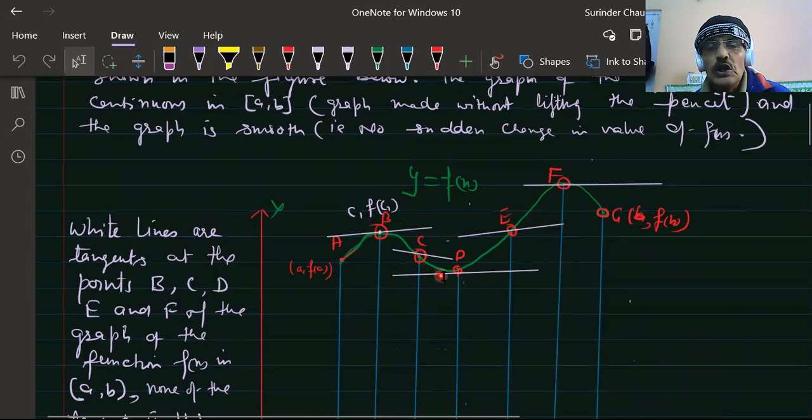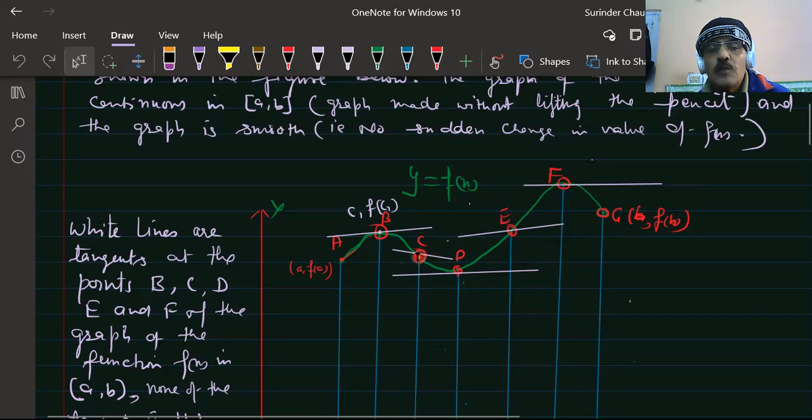From C to D to E, this is concave upwards. This can hold water. So concave upwards will hold water, and concave downwards will form a hat. The point at which the curve changes from concave downwards to concave upwards is called the point of inflexion. Point C and point E are called points of inflexion.